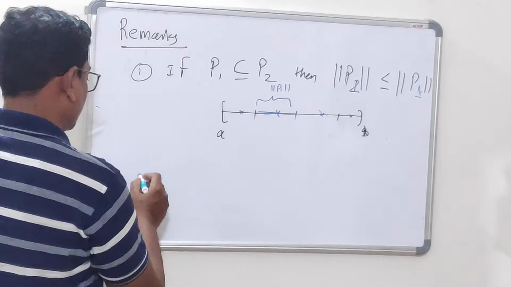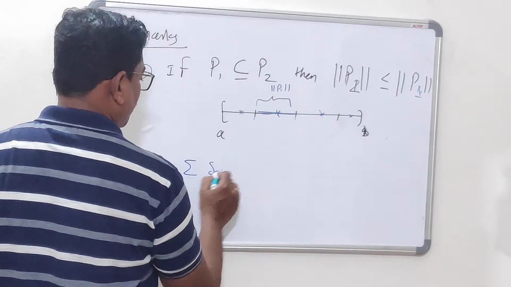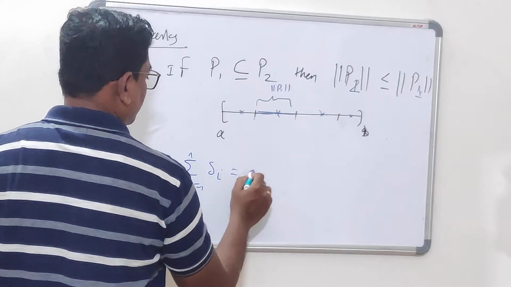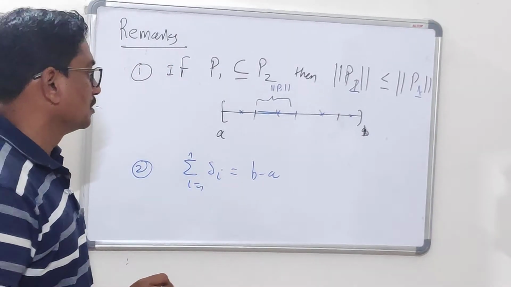This is one remark. And the second remark: in the partitions, if you add the sum of all lengths, i from 1 to n, this comes to b minus a. In the previous video we discussed this.